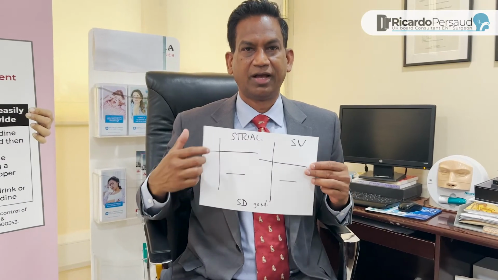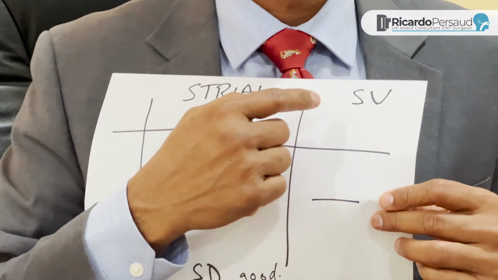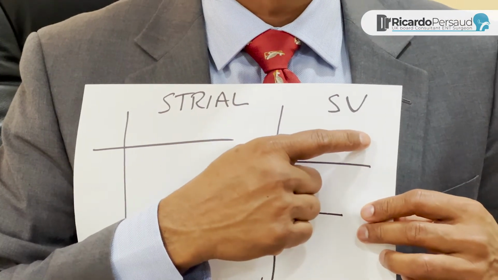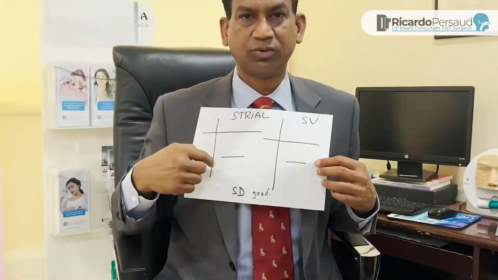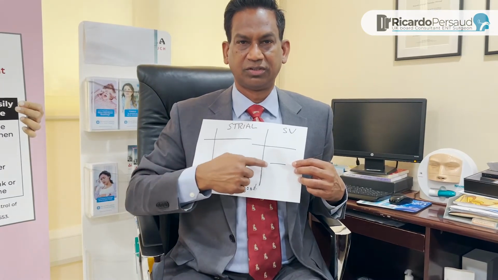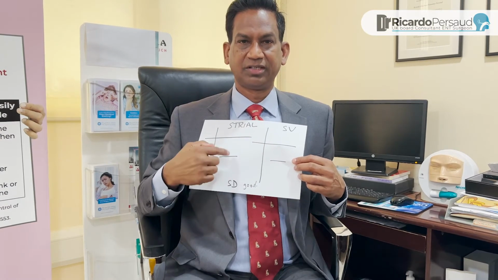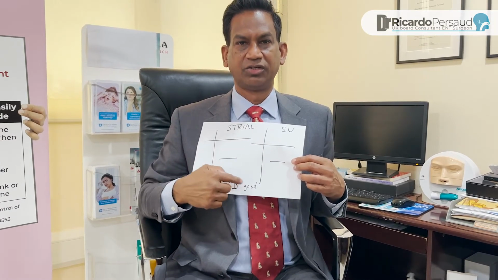The third type of presbycusis is called strial presbycusis. And here, the problem is with the metabolic exchange at the stria vascularis level. And in this presbycusis, the pure-tone audiogram is essentially horizontal. Okay? The speech discrimination in this type of presbycusis is actually good.